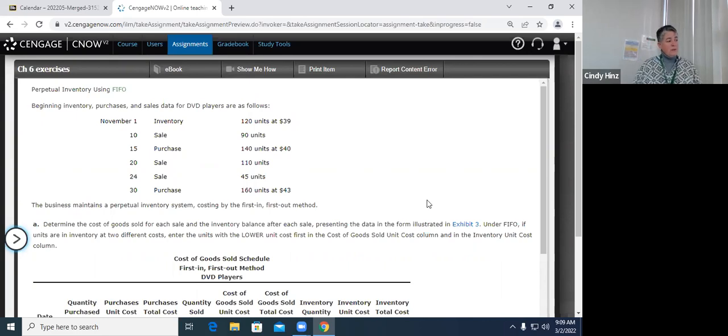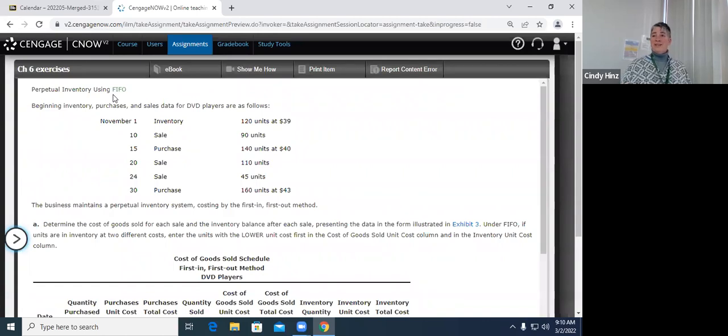So you can see here in our first exercise, we're starting with a perpetual system and the FIFO, first in, first out. You can see that right up here. We're going to be using the FIFO method. So as I described it on Monday, the FIFO method, first in, first out, means when we make a sale, we assume we sold the oldest products first.